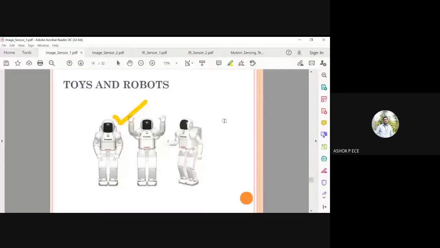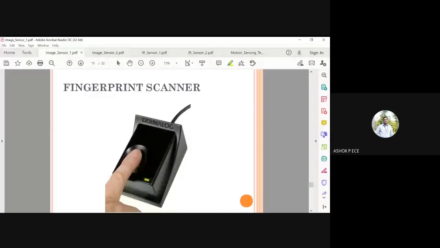And the fingerprint scanner, yes. As you see here, the fingerprint is scanned and it is matched with the instrument. If the fingerprint of the finger you keep on the instrument is available in the database, you will be authorized. Otherwise, it will say unauthorized user. So these are very, very simple examples where you have the technology available in day-to-day life.